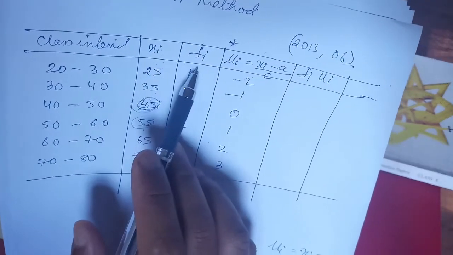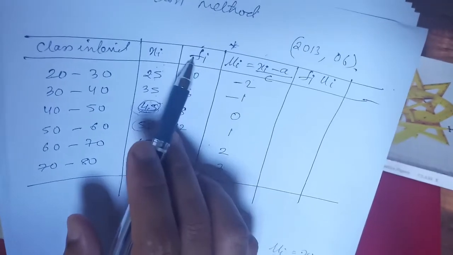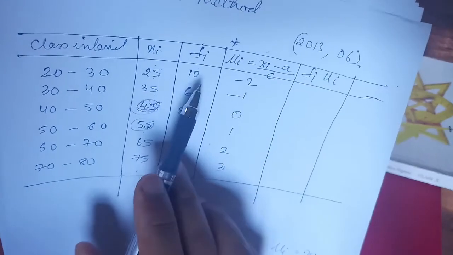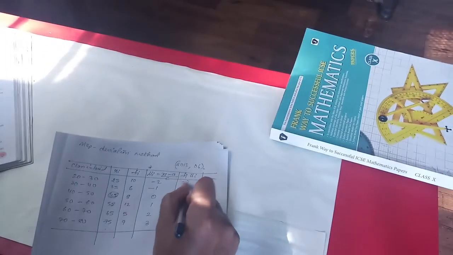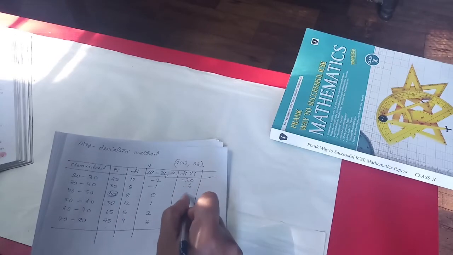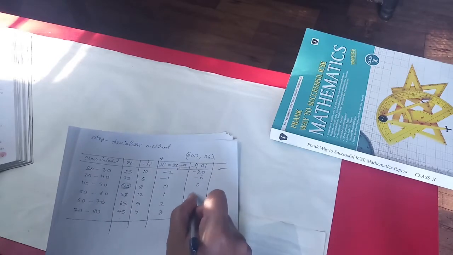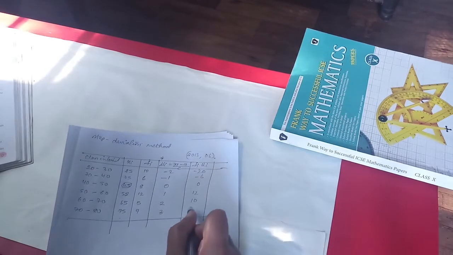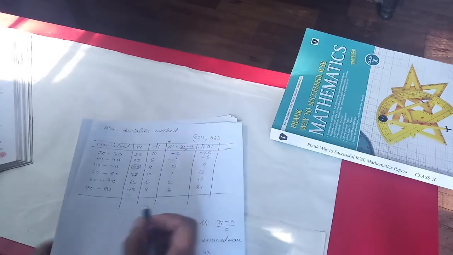So let us multiply these two now. Fi into ui. See, now it's very, very easy. Minus 20, minus 6, 8 into 0 is 0, 12 1s are 12, 12 5s are 60, 9 3s are 27.